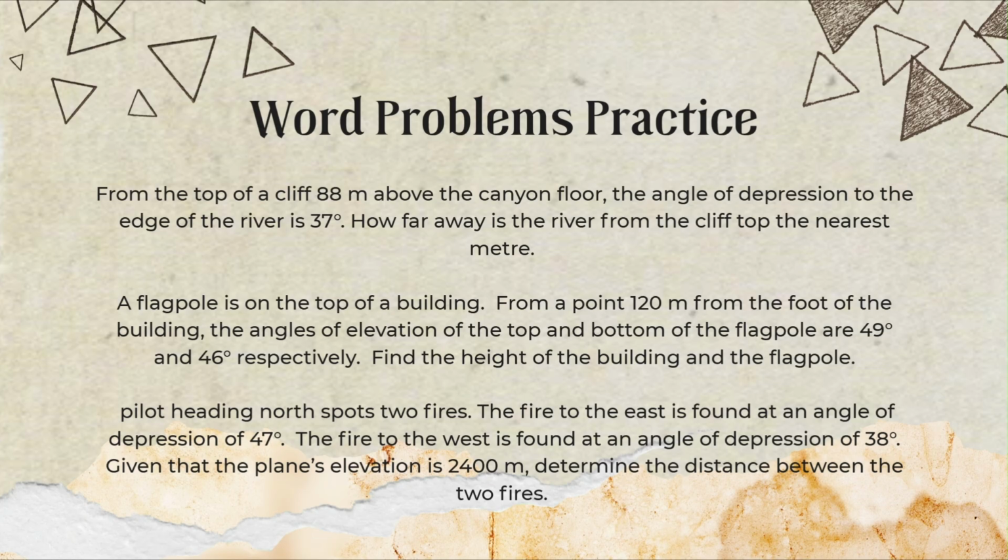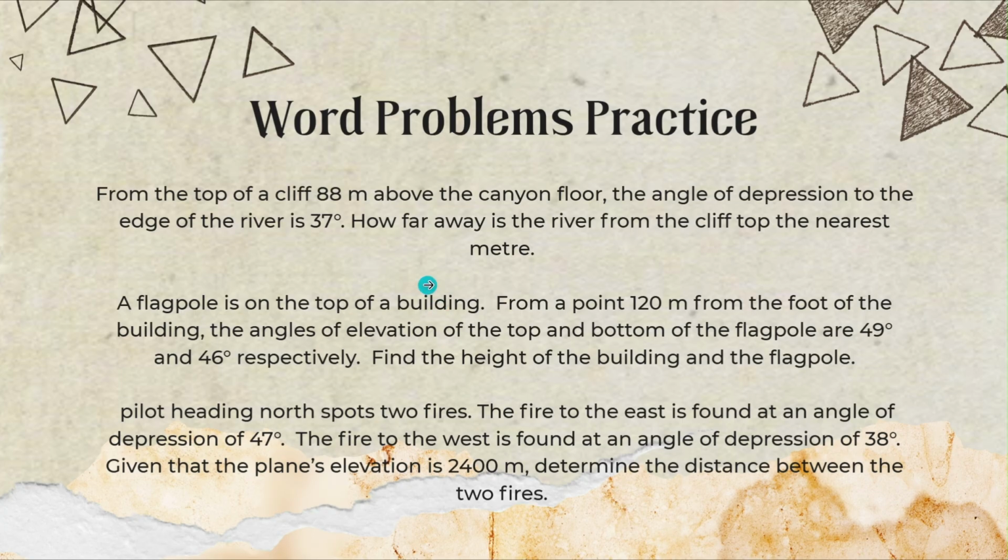The second question, these two get a little challenging. So if you need help, text, right? A flagpole is on top of a building. From a point 120 meters from the foot of the building, the angles of elevation at the top and the bottom of the flagpole are 49 and 46 degrees respectively. Find the height of the building and the flagpole. Cool? If you don't understand the question, read it and figure it out, because on a test, I'm not going to be there to help you, right?